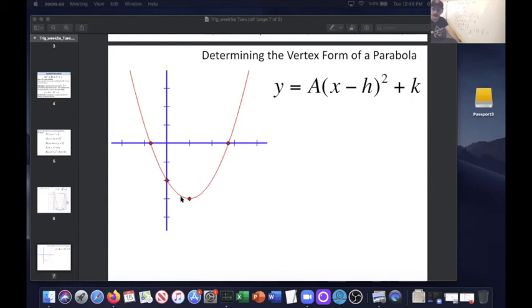So if we shifted to the left 1 and we went up 2, that means we would have had to go 2 times 1 squared. Same thing, if we shifted to the left 1 and we went up 3, that means we would have had to go 3 times 1 squared. So if you can do that, that's probably easier. But again, not all the time are we going to be able to have that as an option.